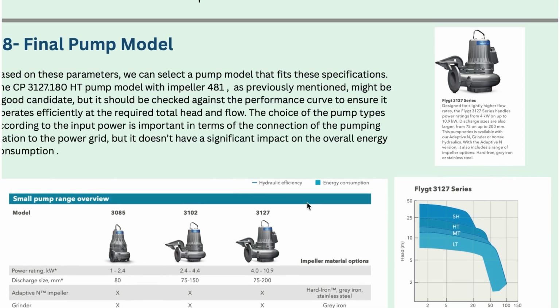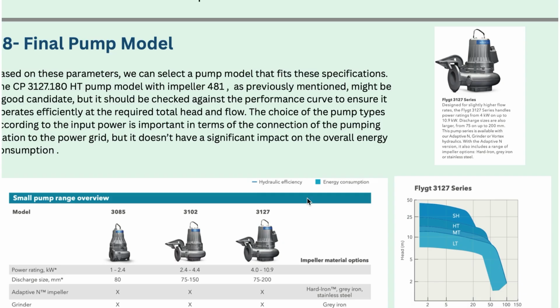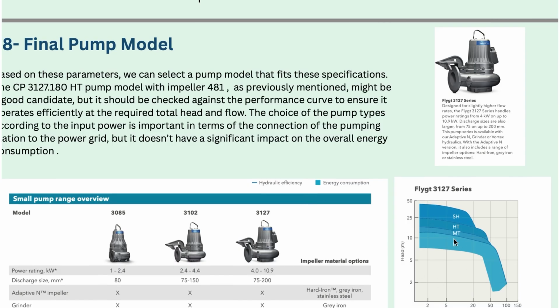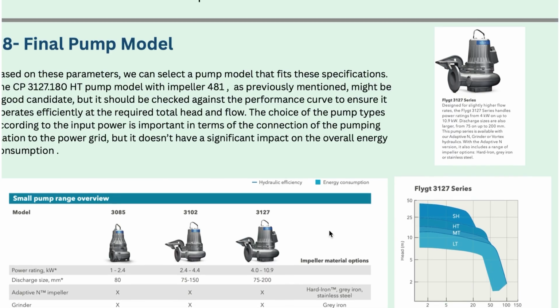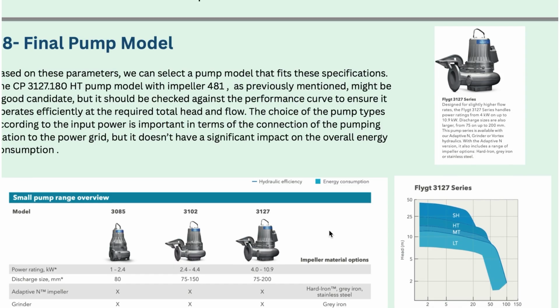So the choice of the pump type is according to the input power, in terms of the connection of the pumping station to the power grid, but it doesn't have a significant impact on the overall energy consumption. Overall, the pump unit can be shown here, the HT pump model. Of course, there are a lot of other pump models, for example Grundfos and others, but I use the Flygt one because it is the most commonly used for sewage wastewater pump units.